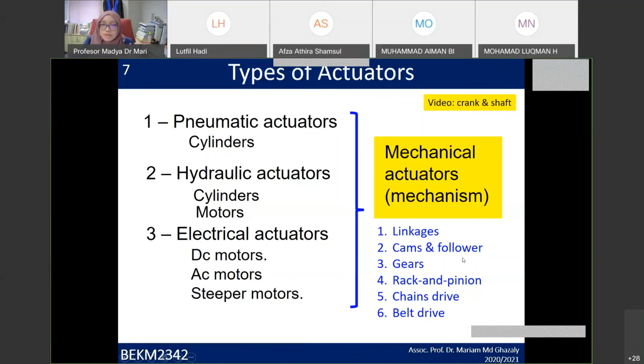First one is linkages. Second one is cam and follower. Third one is gear. Fourth one is rack and pinion. Fifth one is chain drive, and lastly is belt drive. Okay, for the total of 6.